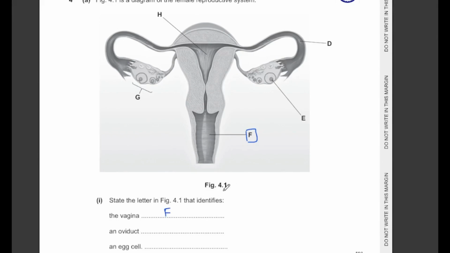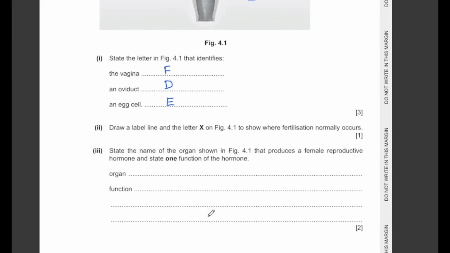The oviduct, fine. Which one is the oviduct? This is also the fallopian tube. So D is the oviduct. Nowadays they are not calling it that, but it is also called the fallopian tube. The next one is the egg cell. Egg cells are made at this point, E, the ovary area. So we got 3 marks here, a very easy core paper.